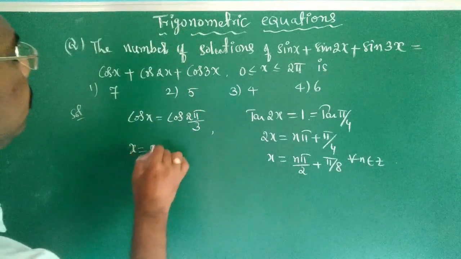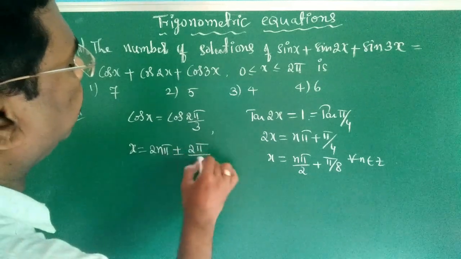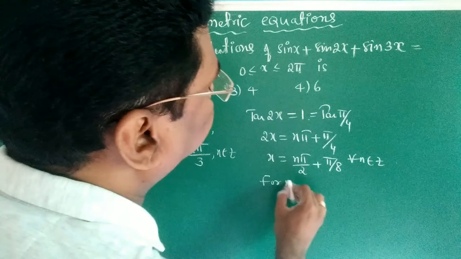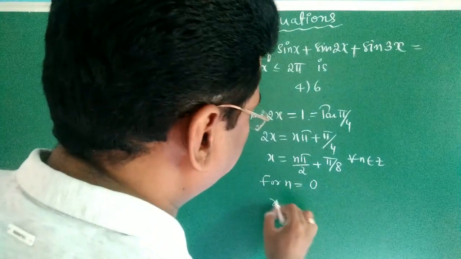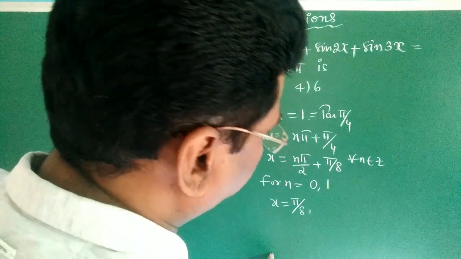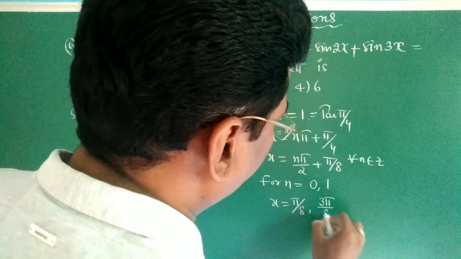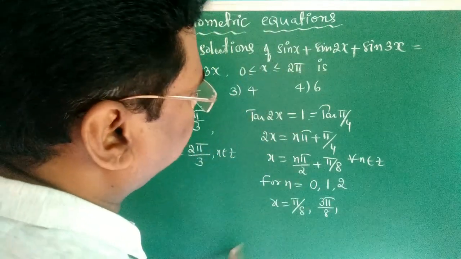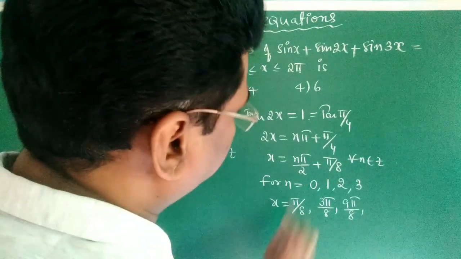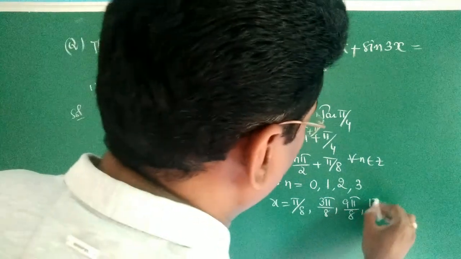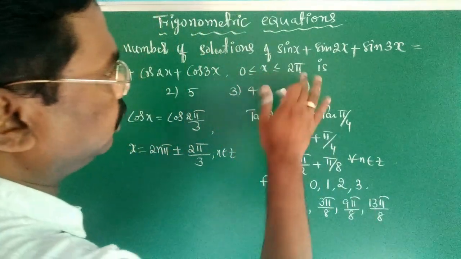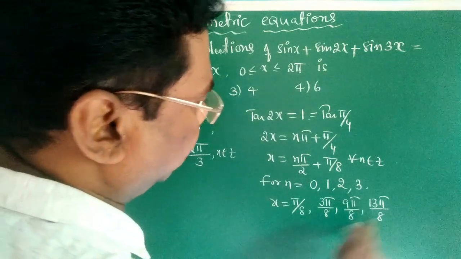And here also x = 2nπ ± 2π/3 for all n belongs to Z. Now according to the interval 0 to 2π: for n = 0, x = π/8. For n = 1, π/2 + π/8 = 5π/8... that is, 3π/8 as stated. For n = 2, π + π/8 = 9π/8. For n = 3, 3π/2 + π/8 = 13π/8. Only up to here, n = 3, is possible in the interval 0 to 2π: π/8, 3π/8, 9π/8, 13π/8.